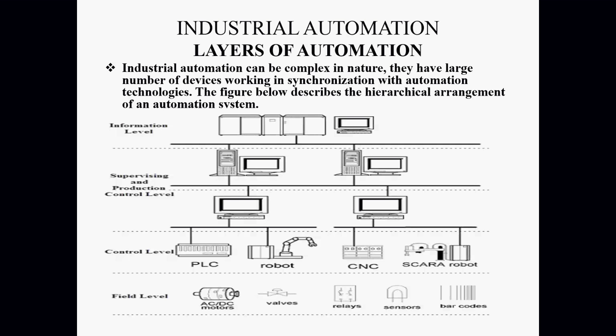This is applicable for your PLC, your robots, your CNC cutting machines. The other example is also a robot. So this is what the field level and control level interface is, right? Now we come to the third layer. The third layer is your supervising and production control level. Basically, this is where you have your SCADA systems, your HMIs. So we know what the definition of SCADA is?